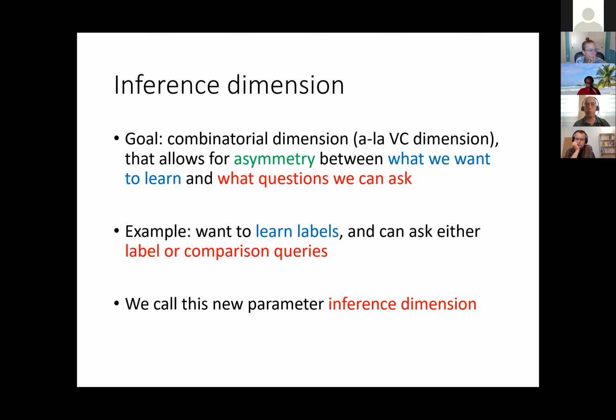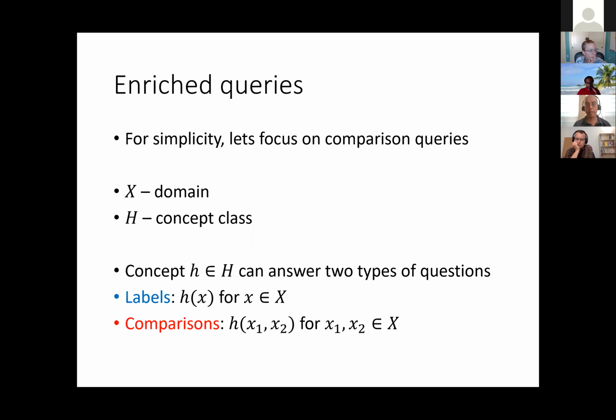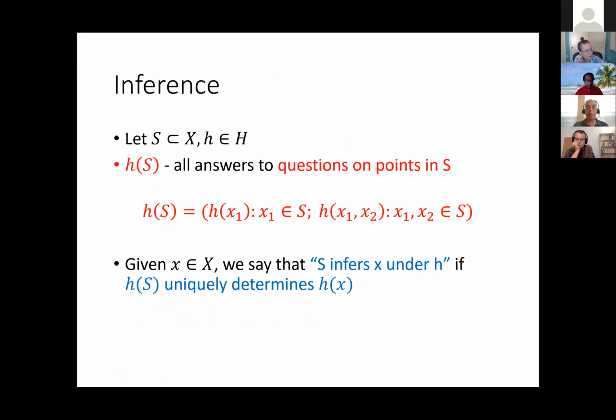So the next few slides are going to be slightly technical, but then I'm going to have some examples illustrating it. So bear with me. Again, for simplicity, let me focus on comparison queries here. I have some domain X and some general concept class, like maybe linear classifiers, doesn't have to be. And I'm assuming every classifier in my class can answer two types of questions. It could label points, or it could compare 2 points and give me an answer. Let's say plus or minus, or maybe plus, minus, or 0. Doesn't matter.